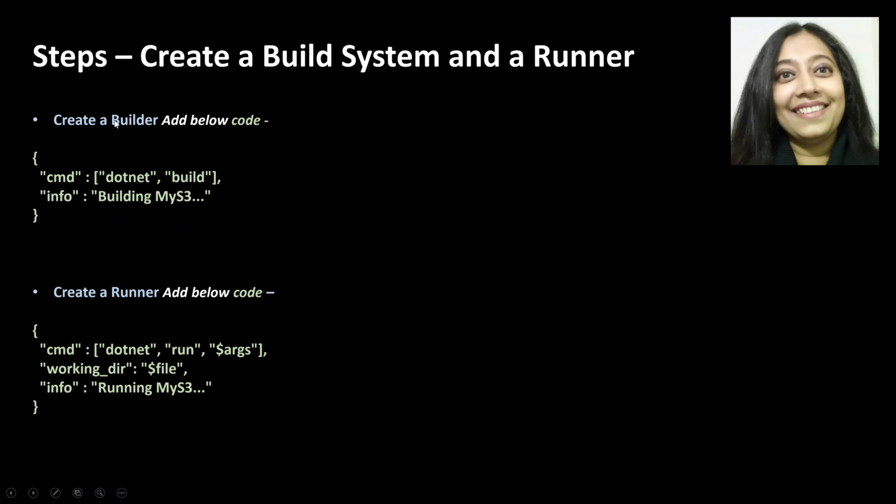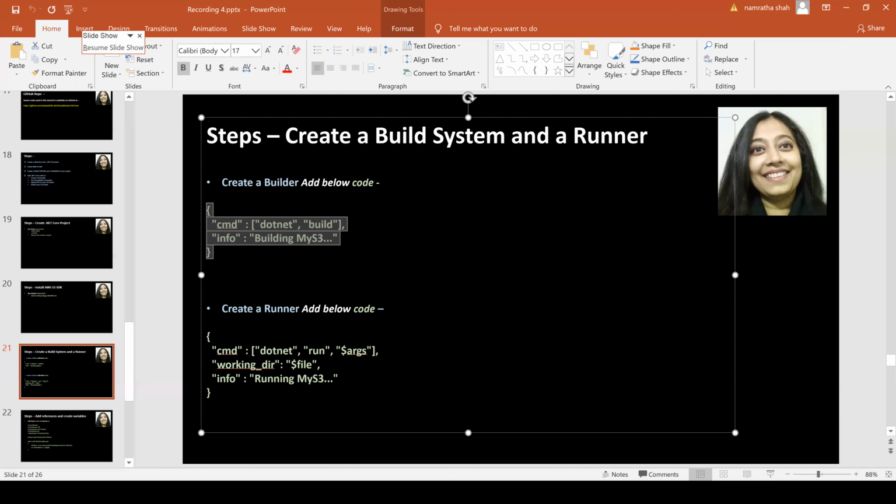After we have created a build system definition, the next thing that we are going to do is create a runner for our project. This runner will be leveraged whenever we execute the project. As you see, there are these three lines right here: there's a command, there's a working directory, and finally there's an info. And running my S3 will be displayed every time we execute this particular project.